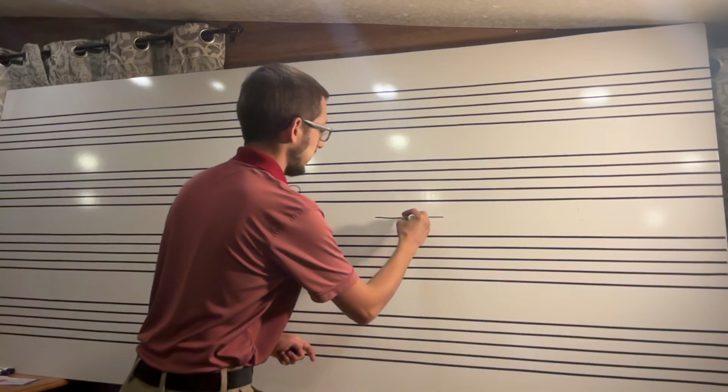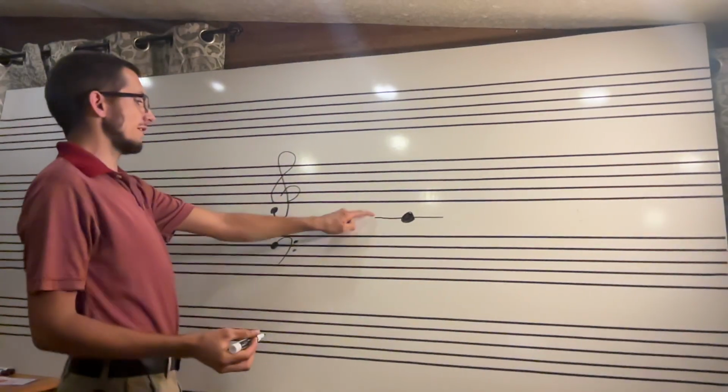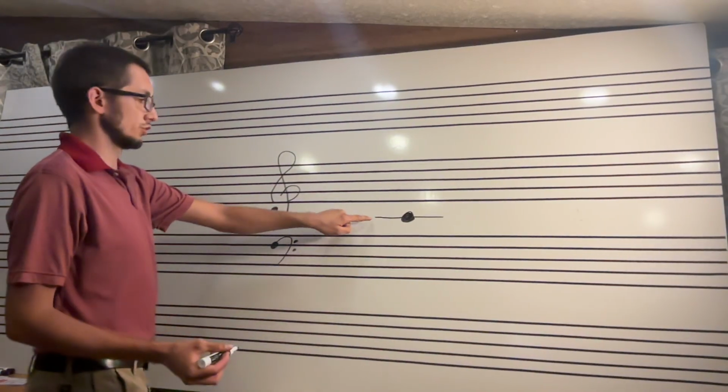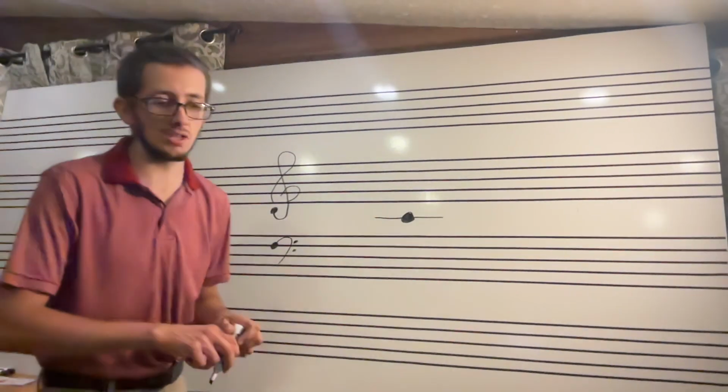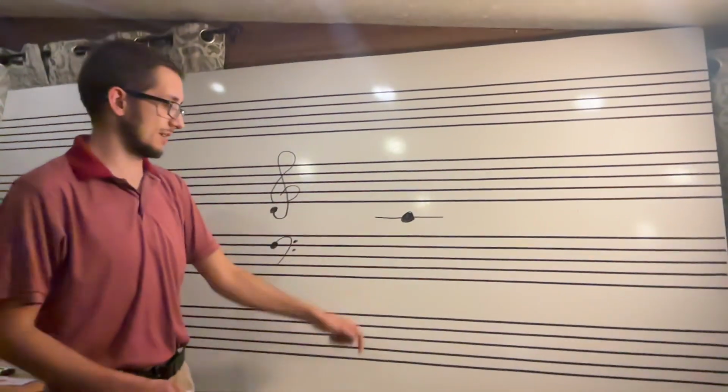Now another way to visualize middle C and to further ingrain it in your memory, if this is middle C right here, it's one ledger line above the bass clef staff and one ledger line below the treble clef staff. This is the same C on the piano.